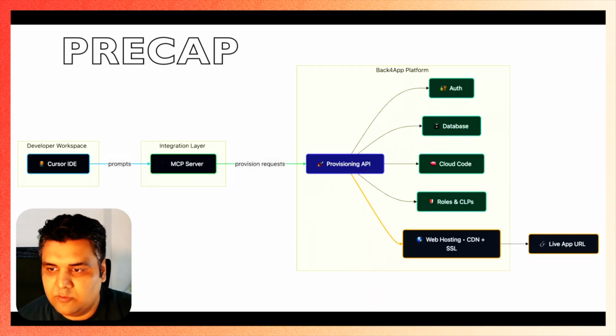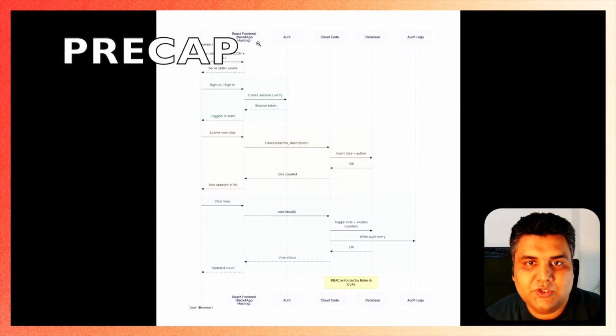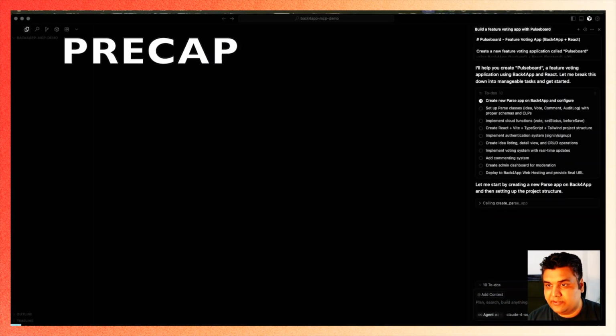SSL, and then you'll be able to throw a live app URL to your customers. All this journey, we're going to do it in the next 10 minutes. By the end of this video, you shall have a hosted application, authentication layer, cloud code, database, and audit logs put together just through simple plain English. So I've just lifted that here, there are 10 tasks to be done, and it will start doing one by one.